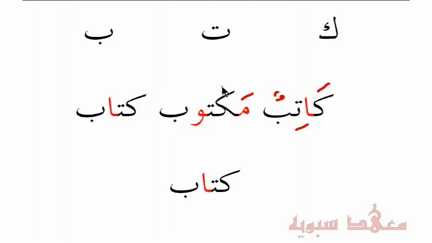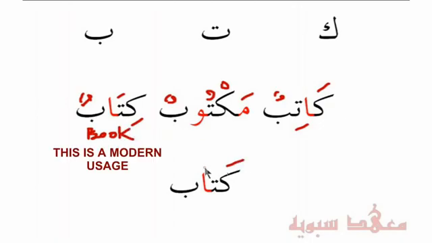Maktub is the thing that is written, the passive participle. Now kitab, on the other hand, kitab means a book. Sorry about that. A book. Kattab means an author.